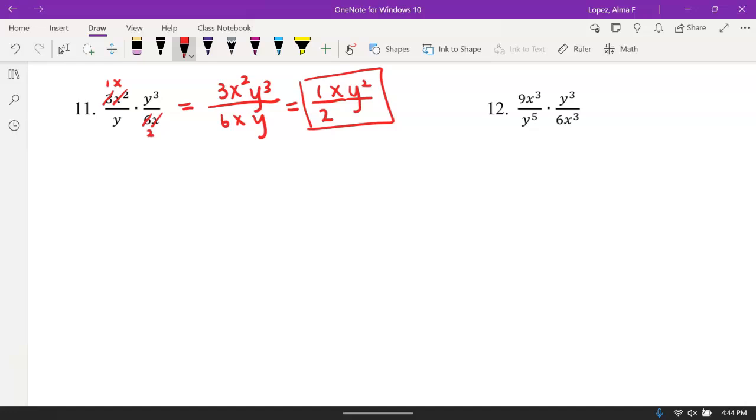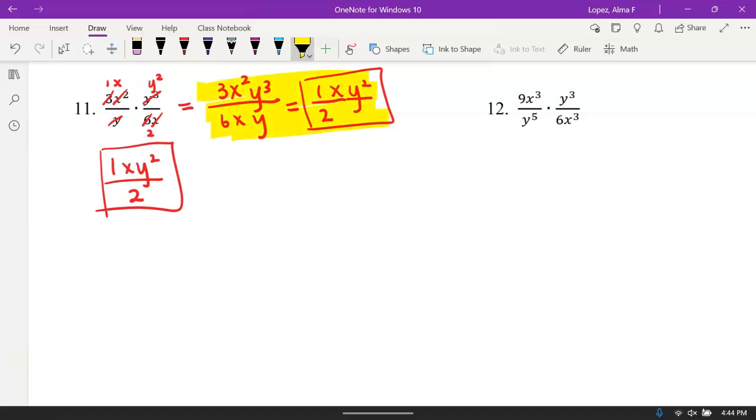Y can cancel with one of those y's, and it's going to leave 2 y's behind. So what you're left with in the top is 1xy squared over 2. Now, if you didn't like what I just did, please ignore it. It's the only time I'm going to show you how to solve a problem twice, but I am going to use method number 1, which is the highlighted one, for the rest of the problems.